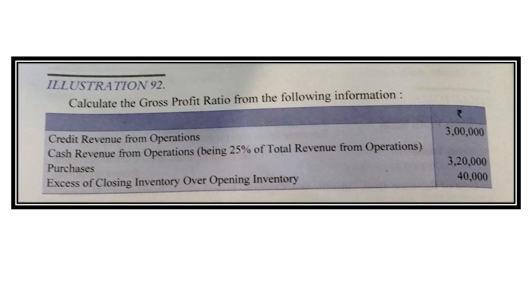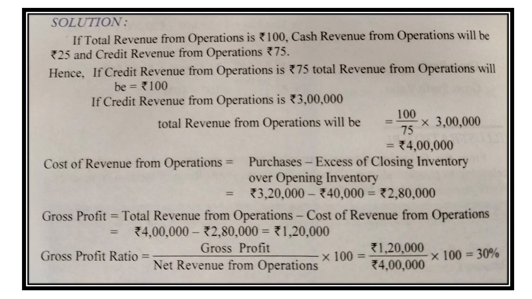Illustration number 92, on gross profit ratio, is in your book. Calculate the gross profit ratio from the following information. Credit revenue from operations is rupees 3 lakh, cash revenue from operations being 25% of total revenue from operations. Purchases are rupees 3 lakh 20,000. Excess of closing inventory over opening inventory is rupees 40,000. Now move on to the solution.